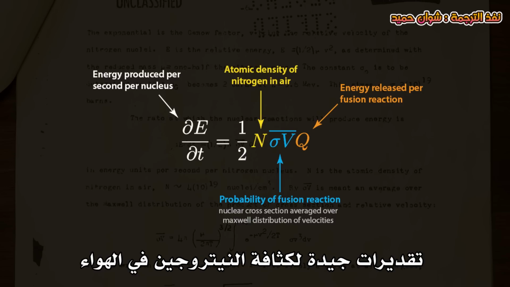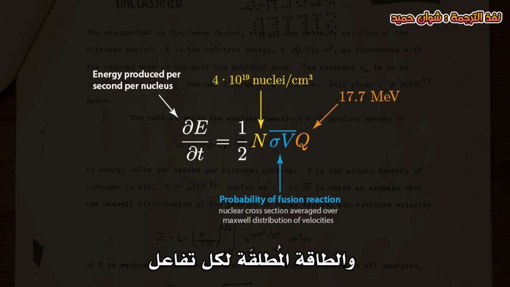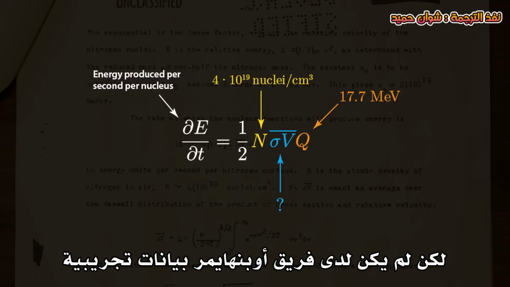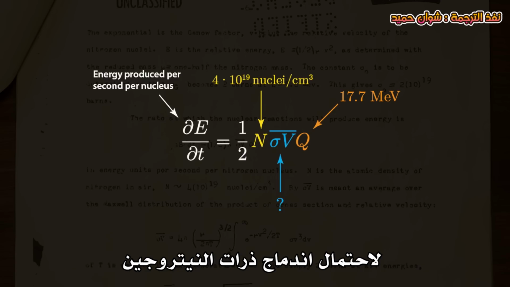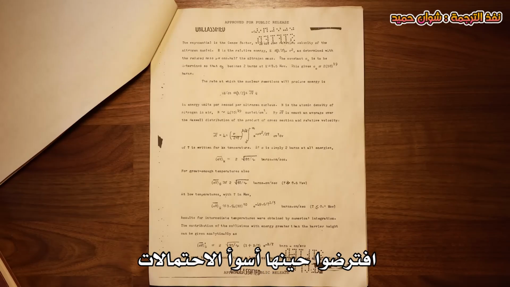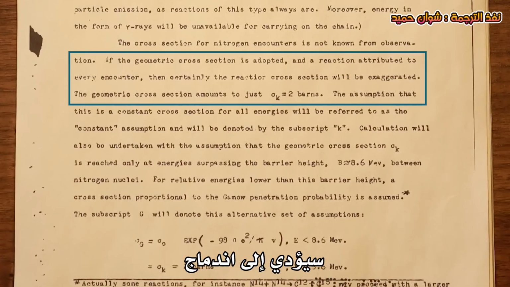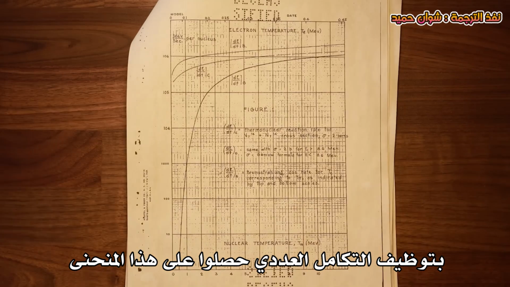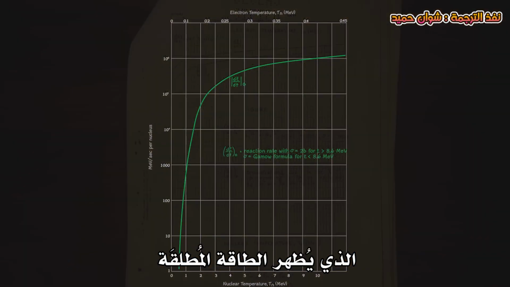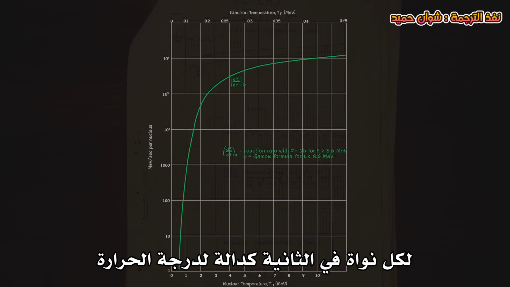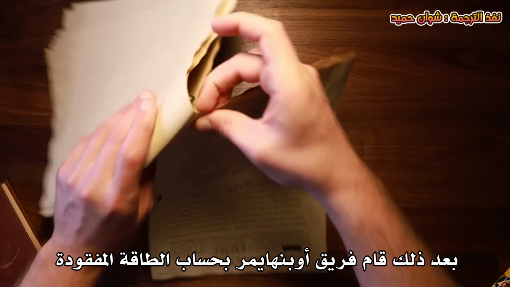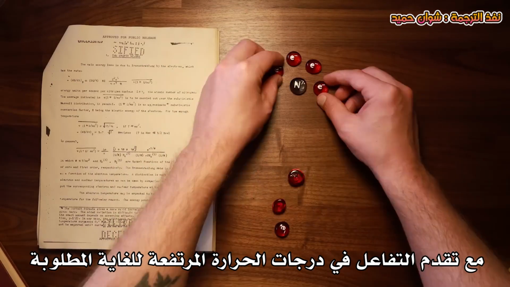Oppenheimer's team had good estimates for the density of nitrogen in air and the energy released per reaction, but they had no experimental data for the probability of nitrogen atoms fusing. They assumed the worst-case possibility, that every collision would result in fusion. Using numerical integration, they obtained this curve, which shows the energy released per nucleus per second as a function of temperature. Next, Oppenheimer's team computed the energy lost as the reaction proceeded.